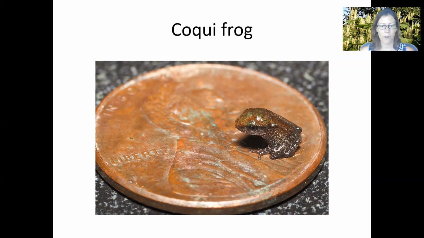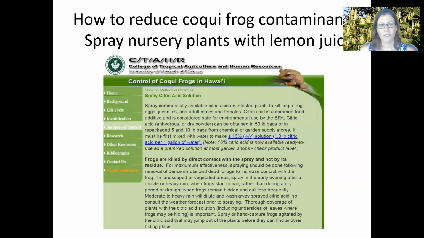So, tropical frog. Turns out there's actually a really easy solution to dealing with coqui frogs, which is to spray nursery plants with a low solution of lemon juice. That'll kill the frogs, but keep the plants alive for the most part.